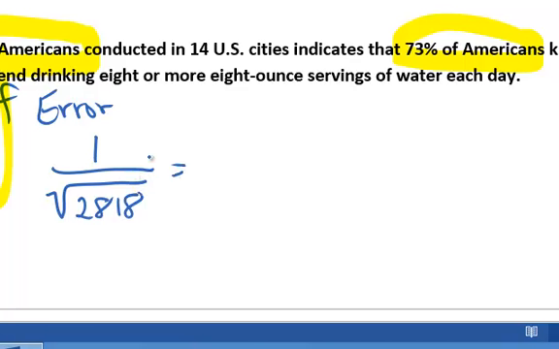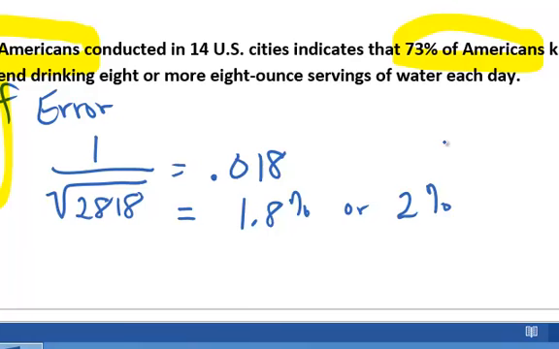So that's going to be 1 divided by the square root of 2,818. That's not an exact value, but if you throw this into the calculator, and I'm doing that right now, you're not seeing this because I'm doing this on another computer, I get decimal 0.018. Now if I do that as a percentage, I could write that as 1.8%. If you wanted to round it to 2%, that's perfectly fine with me. That's the margin of error that we would use here.